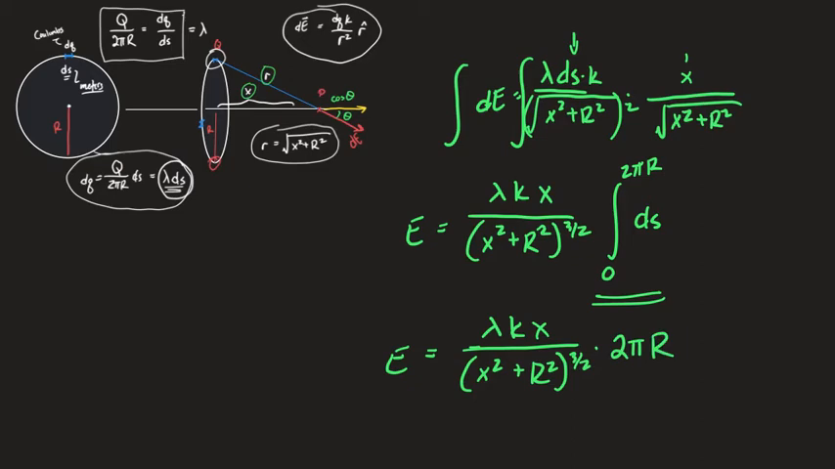But I can't actually have this as my answer, because lambda was not a variable I was allowed to use here. Lambda was a construct that I created to hold the charge. In fact, we know that lambda is q over 2 pi r. So although the truth is we're multiplying by 2 pi, we're also going to be dividing by 2 pi r in a minute when we substitute back in for lambda.